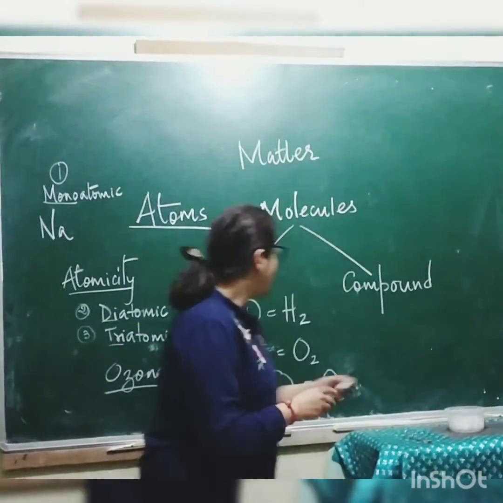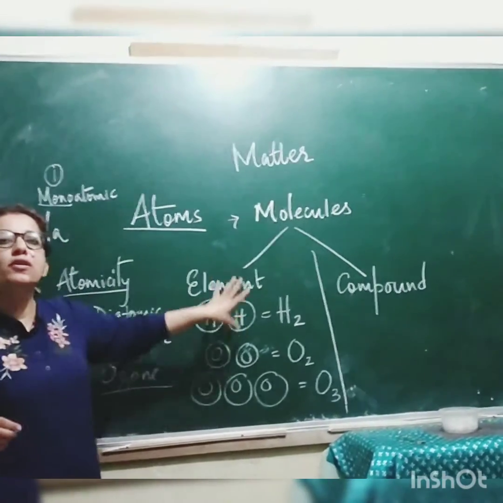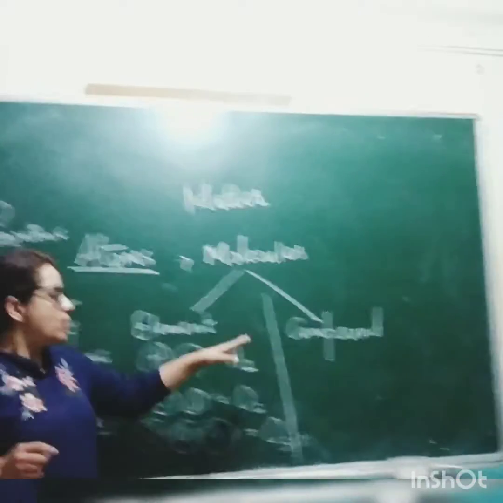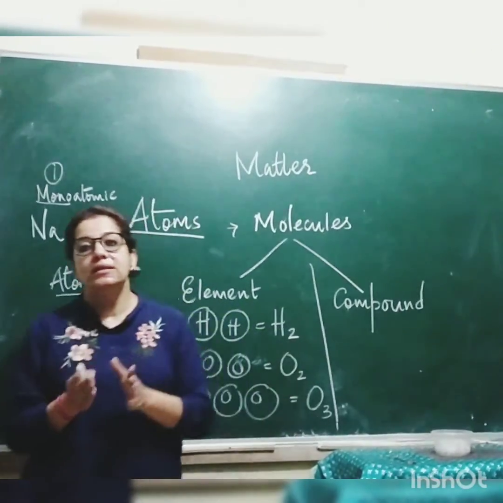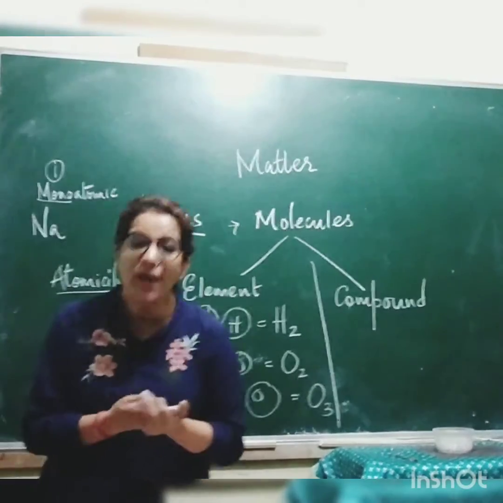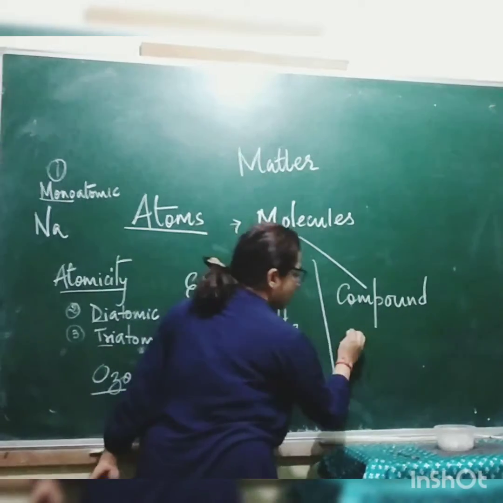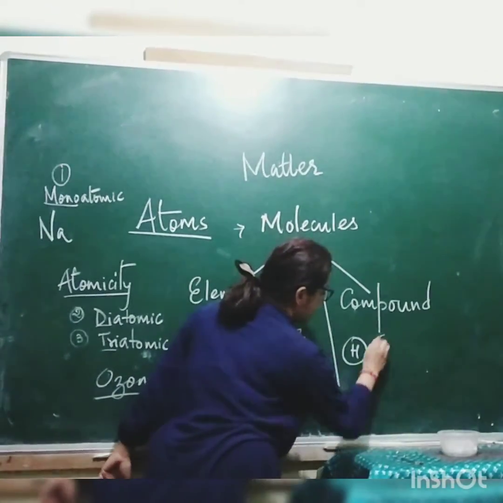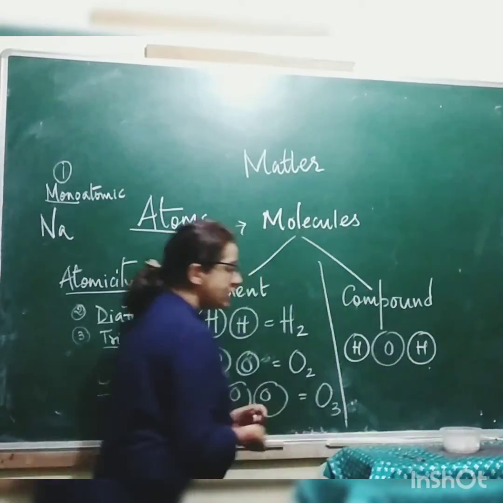Now we come to molecule of a compound. I told you molecule of an element is composed of similar types of atoms. Compound, we've already done what is a compound. It is a combination of 2 or more elements. So suppose I take hydrogen, oxygen, and again hydrogen. See here.